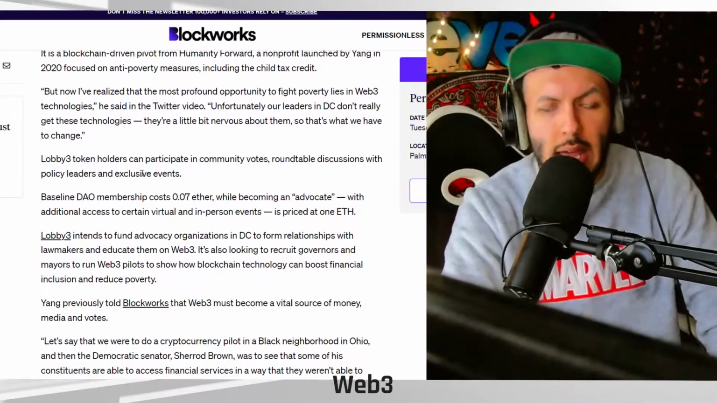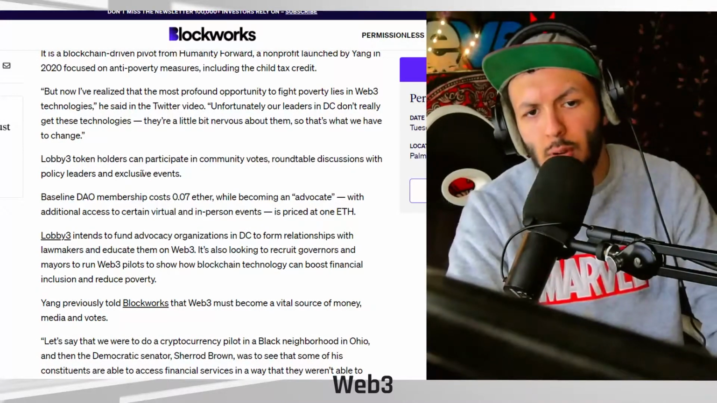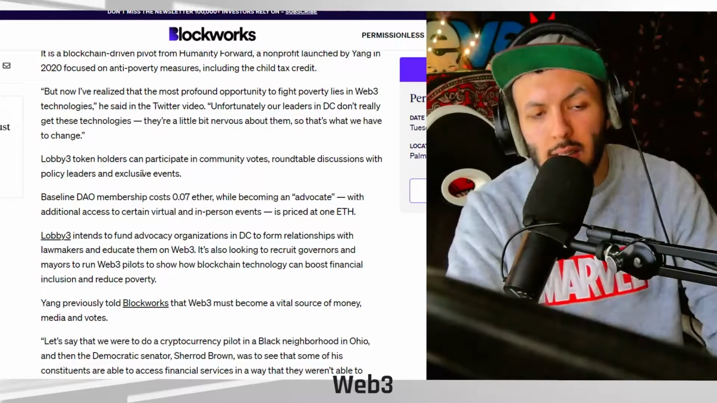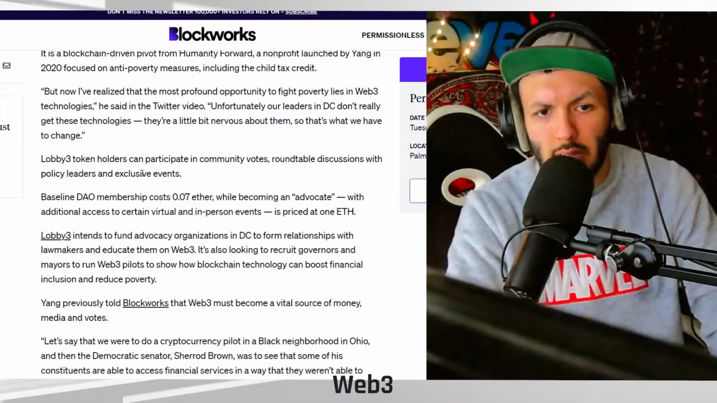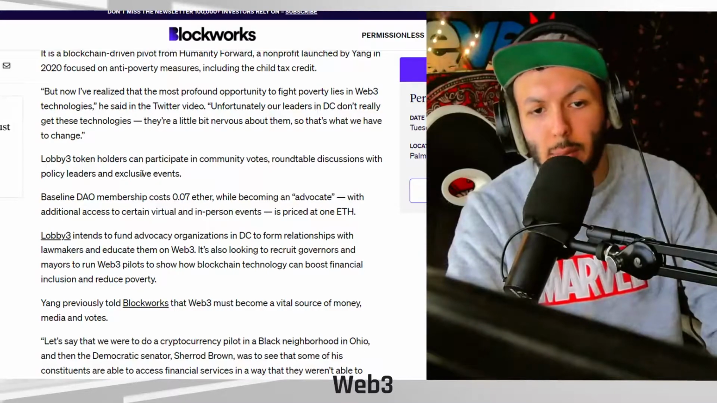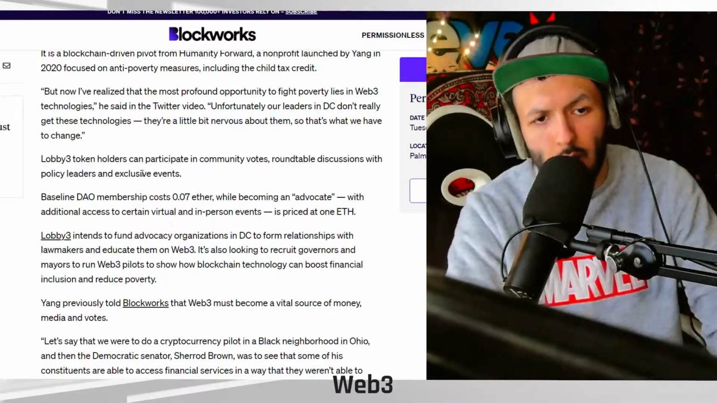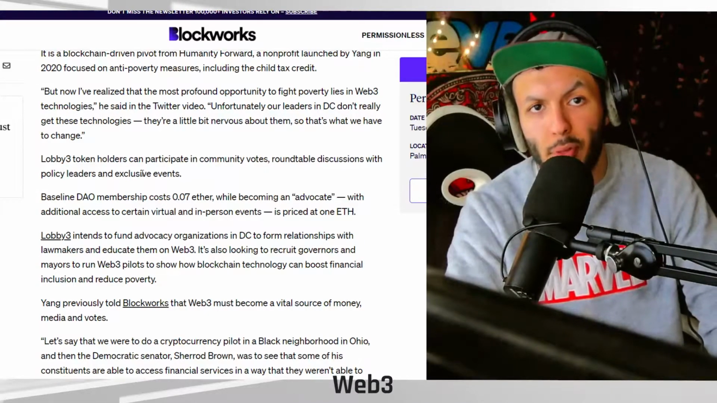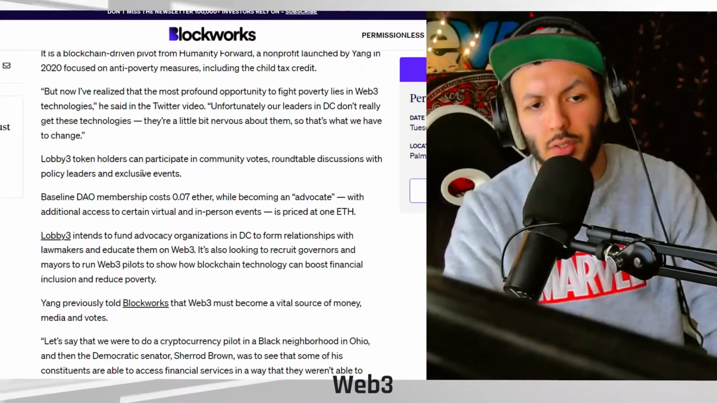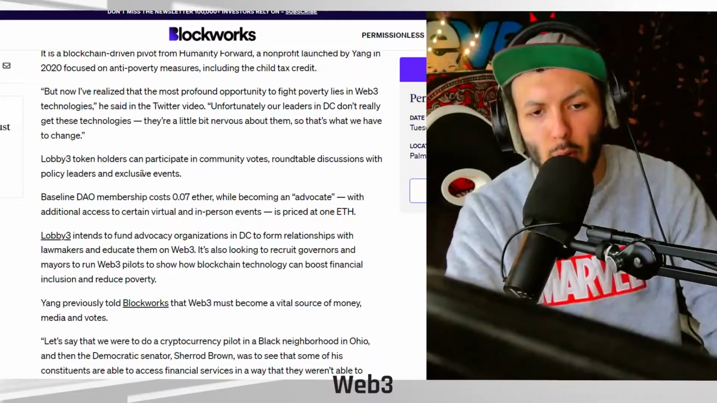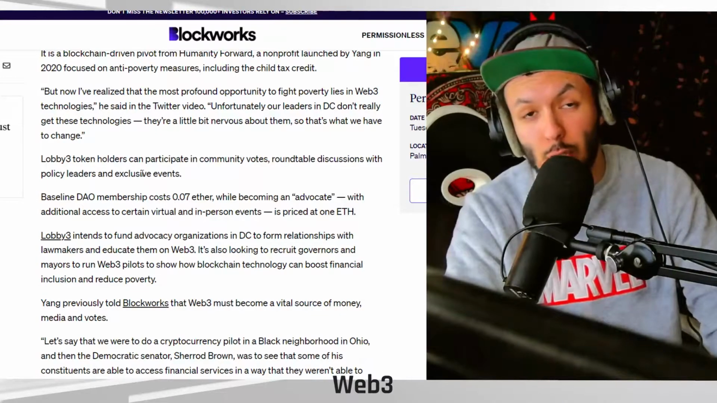Lobby3 token holders can participate in community votes, roundtable discussions with policy leaders, and exclusive events. Baseline DAO membership costs 0.07 Ether, while becoming an advocate with additional access to certain virtual and in-person events is priced at 1 ETH. Lobby3 intends to fund advocacy organizations in DC to form relationships with lawmakers and educate them on Web3. It's also looking to recruit governors and mayors to run Web3 pilots to show how blockchain technology can boost financial inclusion and reduce poverty.